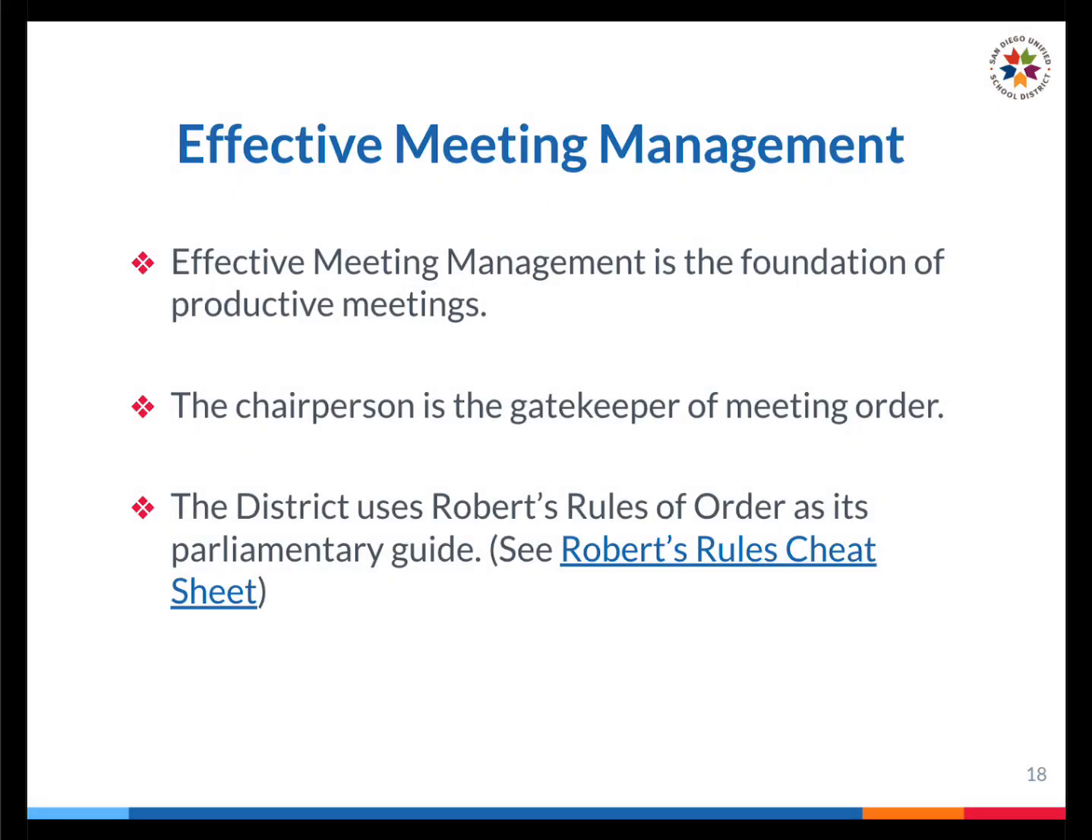Effective meeting management is the foundation of productive meetings. The chairperson or co-chair is the gatekeeper of meeting order. They should ensure that all SSC members engage and participate during discussions. Our district uses Robert's Rules of Order as a parliamentary guide. This includes making sure that all motions have a first, second, and a final vote. A Robert's Rules cheat sheet will be provided as guidance.